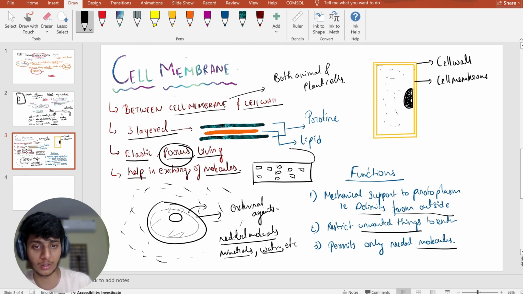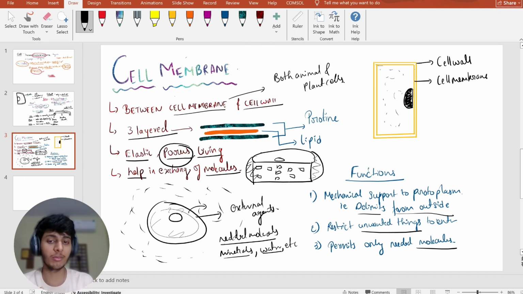Okay, see, this whole thing is a cell. If this is the nucleus, I'm taking a section of it. Okay, if this is the cell wall, this whole thing is the cell wall. It has little pores on it, so that the material can flow through it. Okay, and in the next slides, we are going to discuss the nucleus.